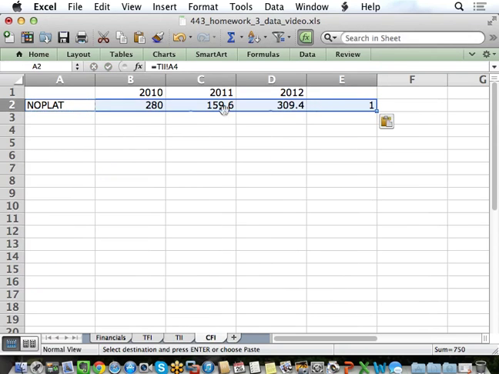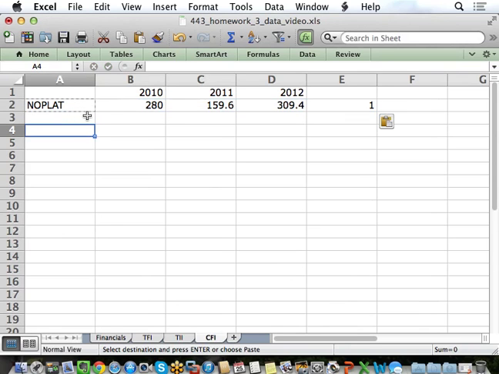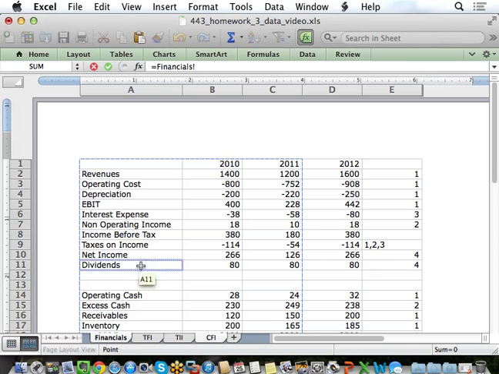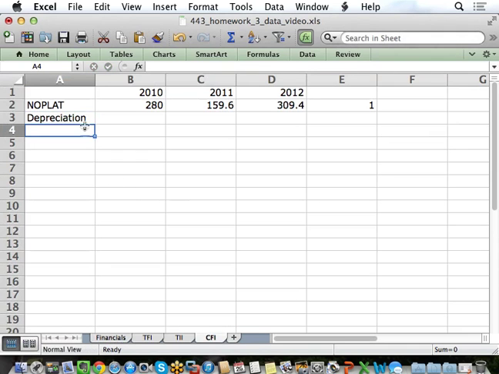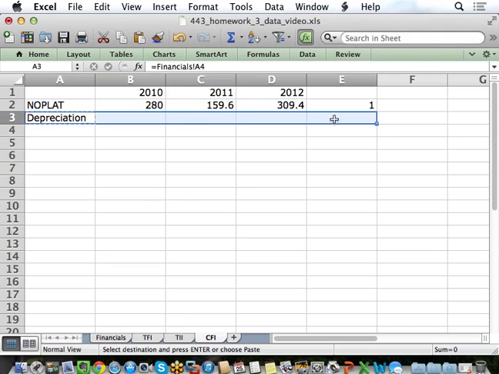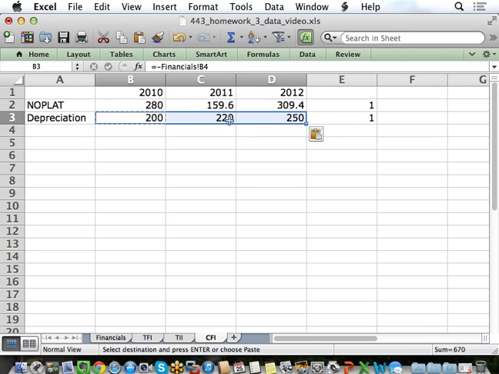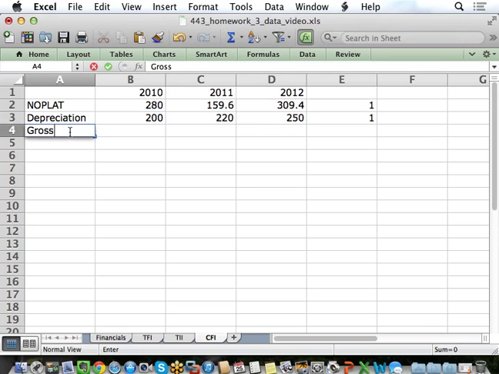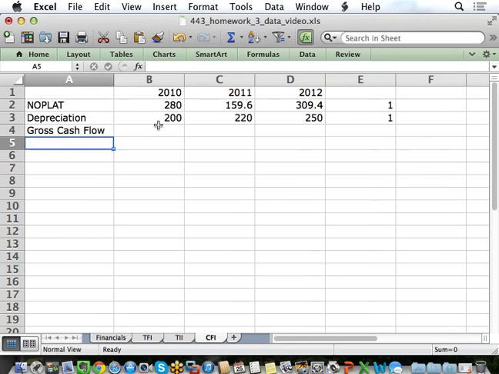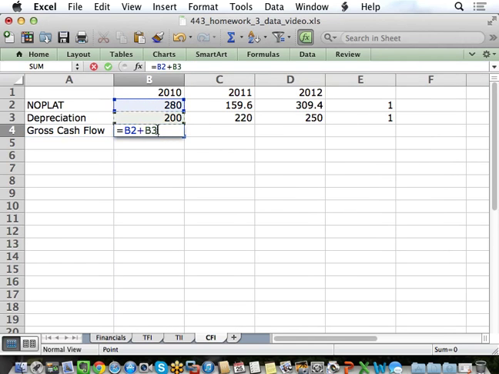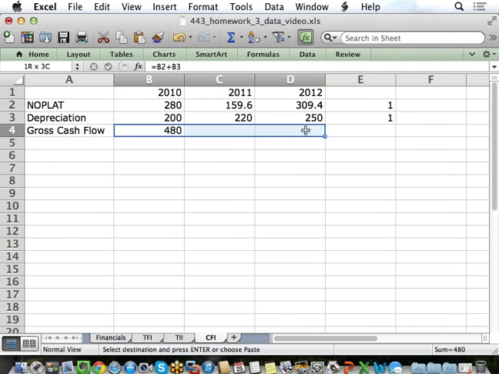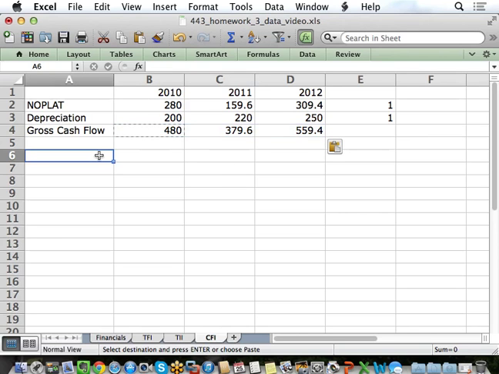And I'm going to add to that depreciation to get my gross cash flow. Now, in the income statement, depreciation is listed as a negative number. Since I'm going to add it, I have to do a double negative, or in this case, flip my sign to make depreciation a positive number on this statement, because gross cash flow is NOPLAT plus depreciation. So it equals my NOPLAT plus depreciation, and that's my gross cash flow. And from that, I subtract out my gross investment.